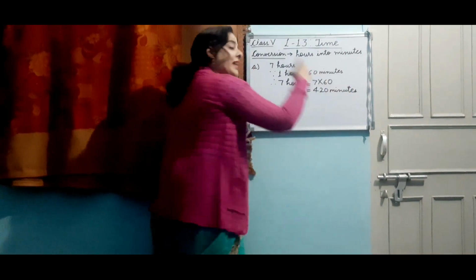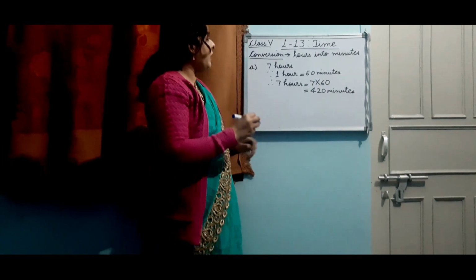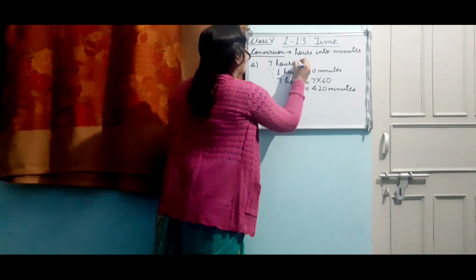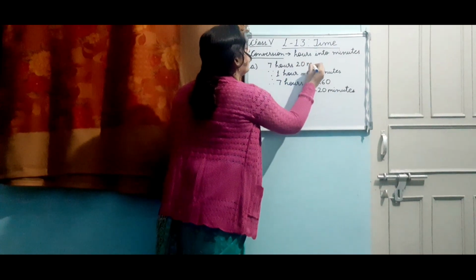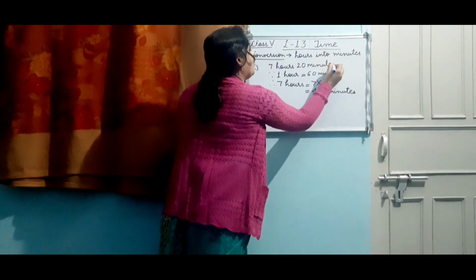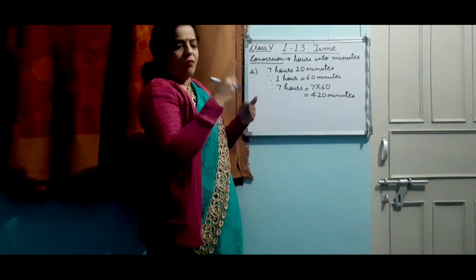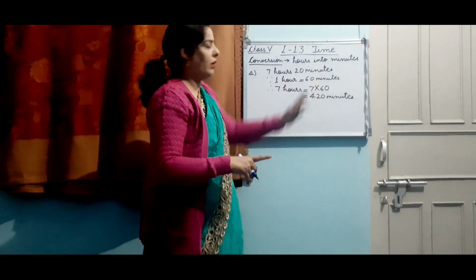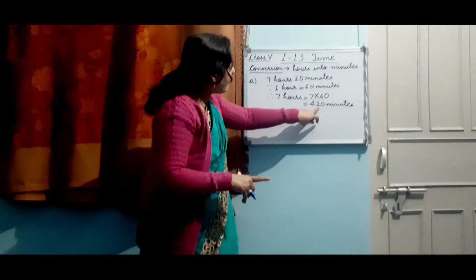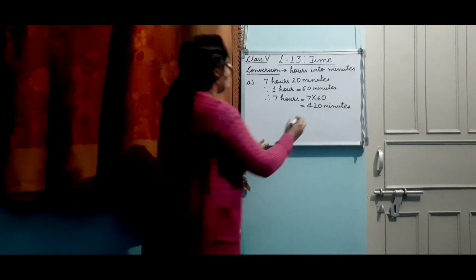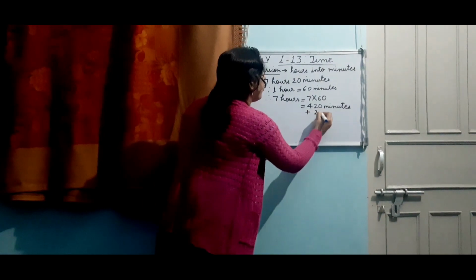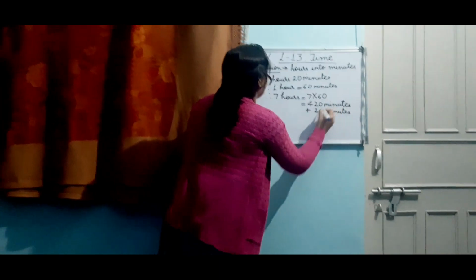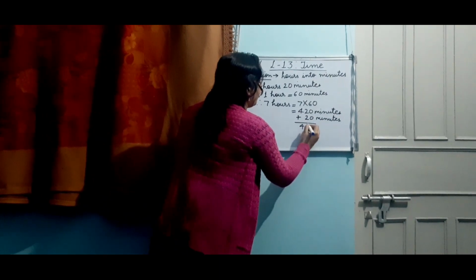Now like in the previous case, what will we do if the bigger thing is also in the question and the smaller thing is also in the question? Let me tell you, then also we will do the same thing. We will convert only the bigger thing into smaller. And whatever answer comes, to that we will add the smaller thing which is already given in the question. So here the final answer will be 440 minutes.